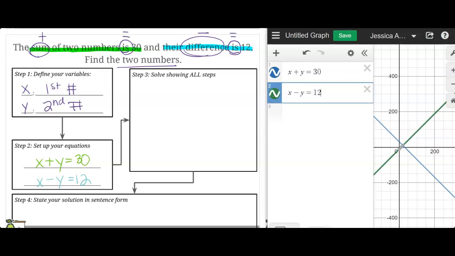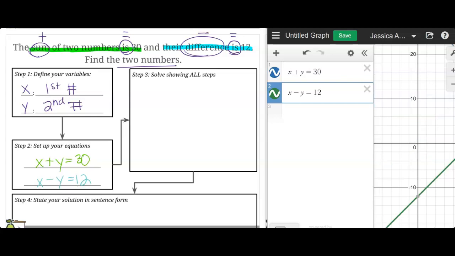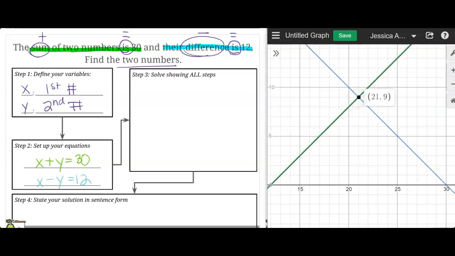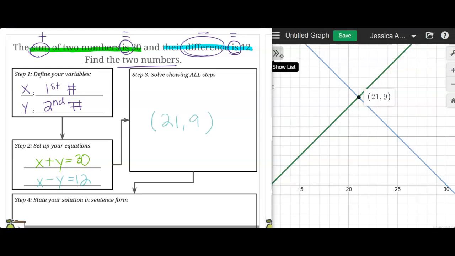I'm very zoomed in there. So if I click on the house, it takes me back to my normal zoom, and then I can scroll over and see my intersection point. So I see that I intersect at 21, 9. So my sentence will be the two numbers are 21 and 9. If they asked for one of them, like the smaller one or the larger one, then I would just give that one that they've asked for.